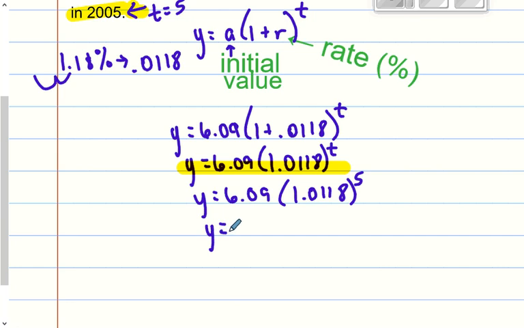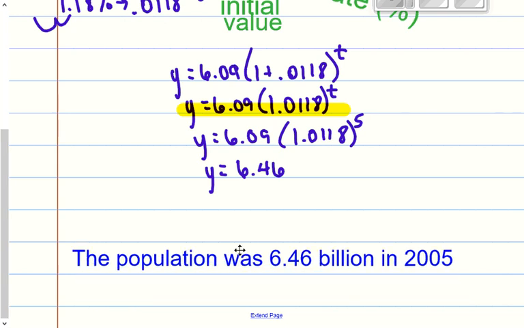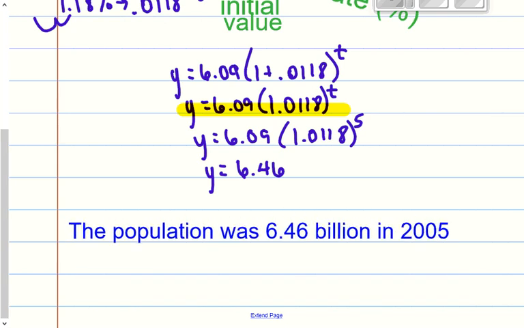When you do, what do you get? 6.45 what? So it's going to round up to 6.46. So your population is 6.46 billion in the year 2005. So you have a couple of answers there. You have an equation that you were supposed to write, as well as the population in 2005.